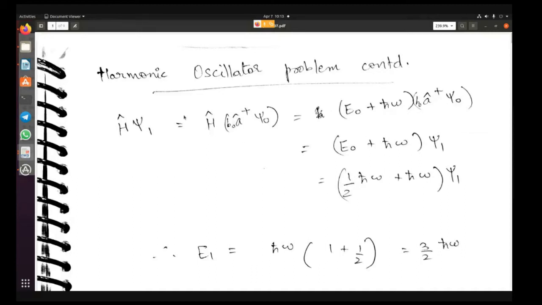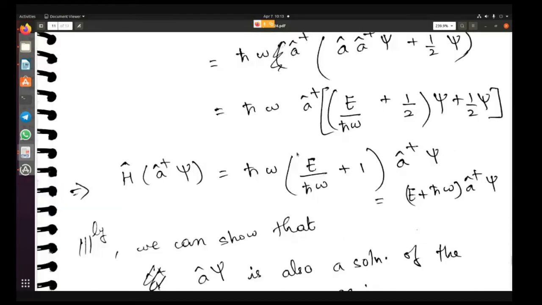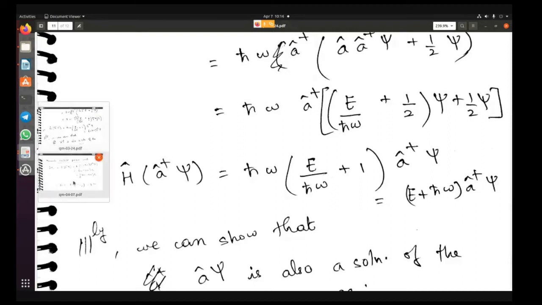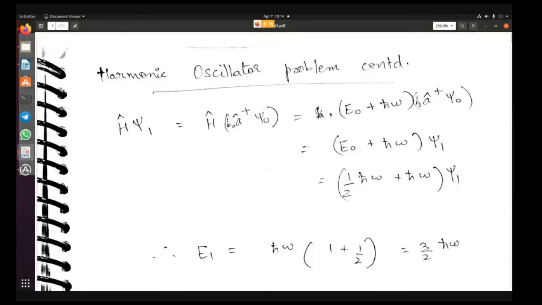Okay. So if you apply H on psi 1, what you're going to get? You're getting E1 psi 1, right? If you apply H on A dagger psi naught, as we have seen earlier, let's go back to that. If you apply H on A dagger psi, what do you get? You get E plus h cross omega, A dagger psi. So we are using this same formula here. So for psi naught, the energy was E naught, and plus h cross omega into A dagger psi. So what we get here is E naught plus h cross omega into psi 1.